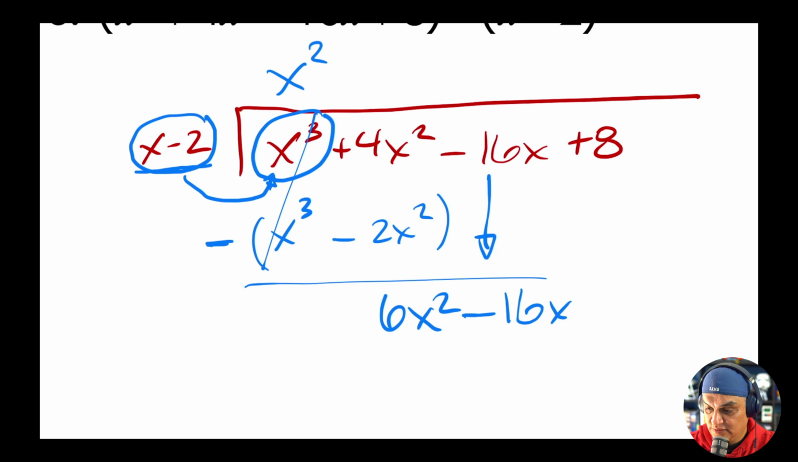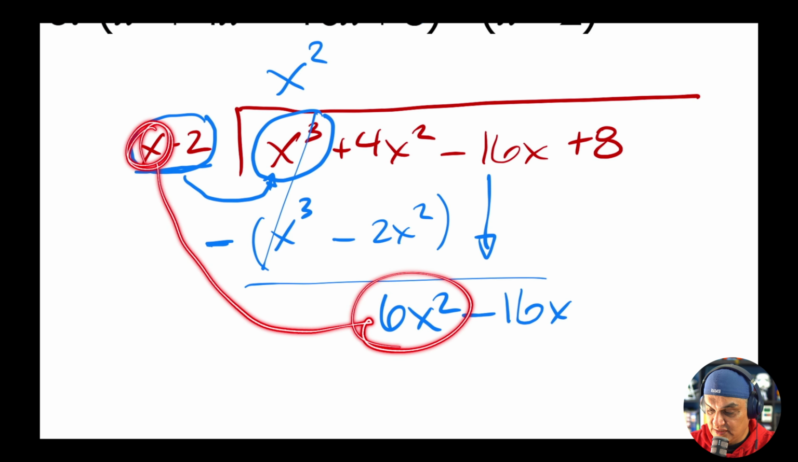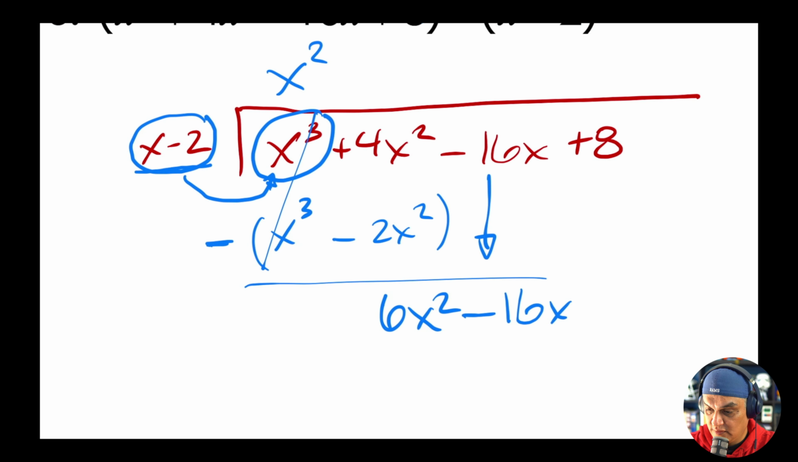Okay, so next, what do we do? Let's ask ourselves, how many times does x go into 6x squared? What do I have to multiply to get 6x squared? I need a positive 6, so I put up here plus 6. And I need another x, because x times x will give me x squared. So I put plus 6x up here. Now I multiply. What's 6x times x? That's 6x squared. And what's 6x times negative 2? Minus 12x.